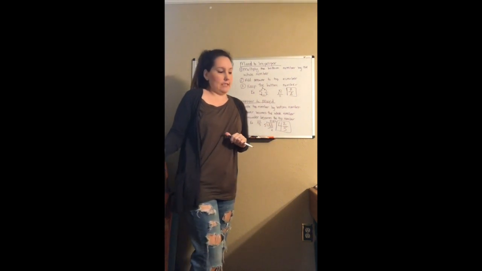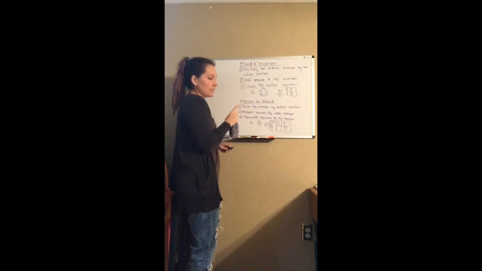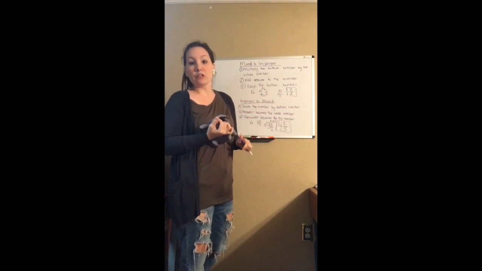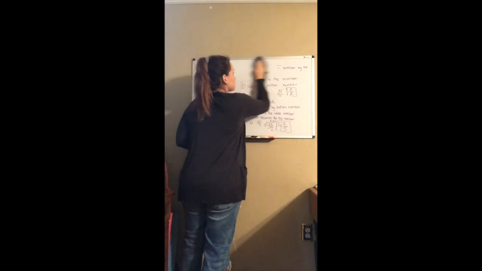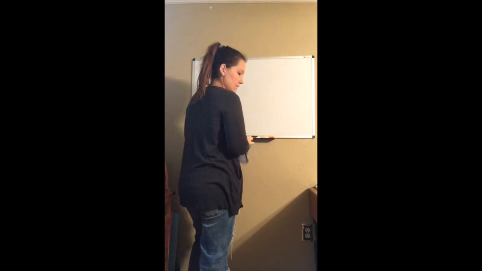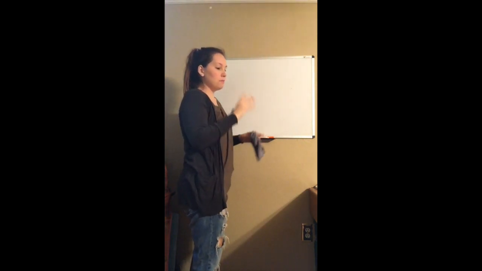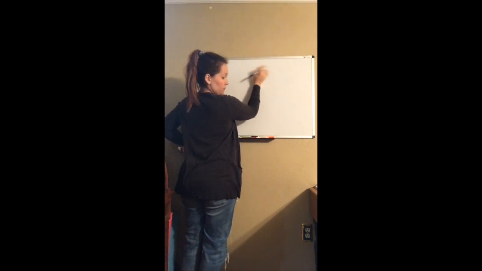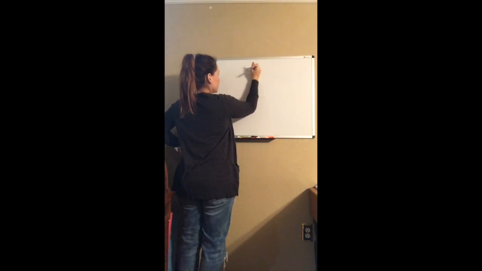So let's look at a couple more examples. And like I said, make sure you have this in the notes. Pause the video so you get a chance to write them down. So our first example, we're going to work on improper to mixed, pardon me, 54 over 7.